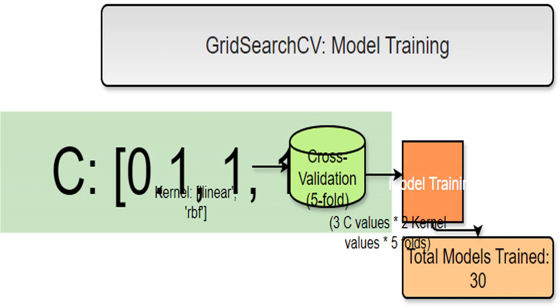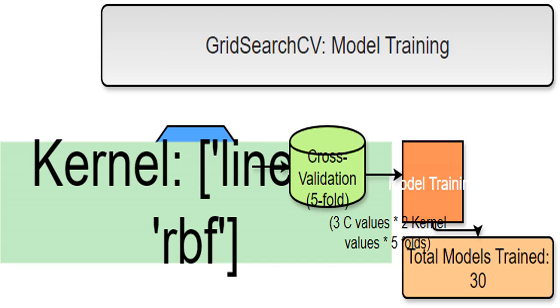C controls the trade-off between correctly classifying training points and having a simpler decision boundary. Smaller values of C lead to wider margins and simpler models, while larger C values prioritize accurate classification of individual points even if it makes the decision boundary more complex.